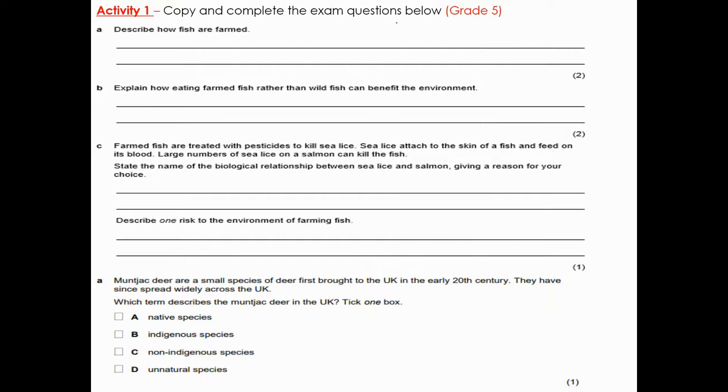Right, describe how fish are farmed. It's worth 2 marks, so please be careful here. You would say, in large numbers, yeah, that's your 1 mark. In a pen, or I would accept small space for 2 marks. Most people don't get the large numbers, boys and girls. Most people just say in a pen. So please correct that if you didn't get that correct.